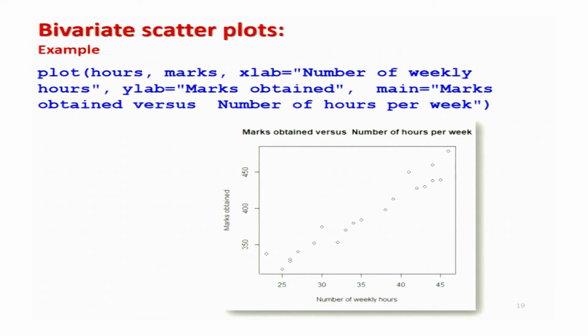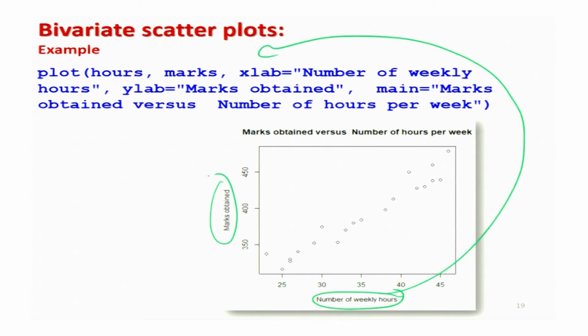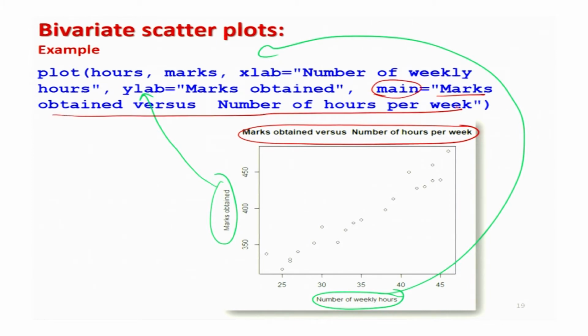Actually, I will try to show it on the R console. If you want to add some options, for example, if you want to add the number of weekly hours, you have to give the option xlab, and if you want to label the Y axis, you can use the option ylab. If you want to add the title of this plot, which is the marks obtained versus number of hours per week, you can use the option main, and then you can give this title inside the double quotes and so on.